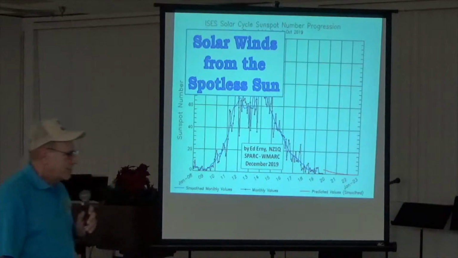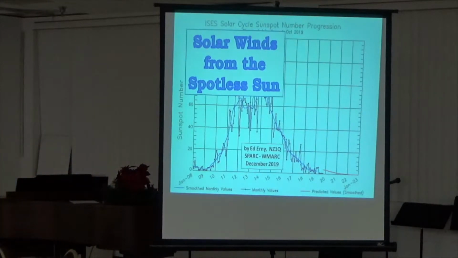So tonight's talk is about solar wind from a spotless sun. And this solar wind does some interesting things, and it's good to know a little bit about it during this period, because we're going to be stuck with this for another 3 or 4 years before we really get some good sunspots. Well, if we're working DX on the HF bands, certainly bands like 20 meters, 15 meters, 10 meters, the sunspots are important, but we don't have them.